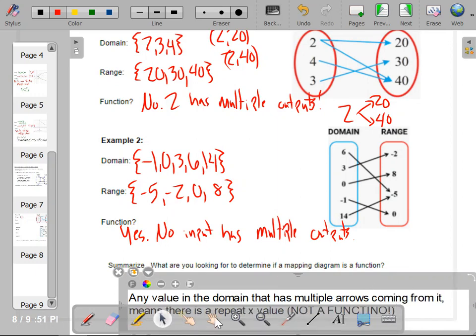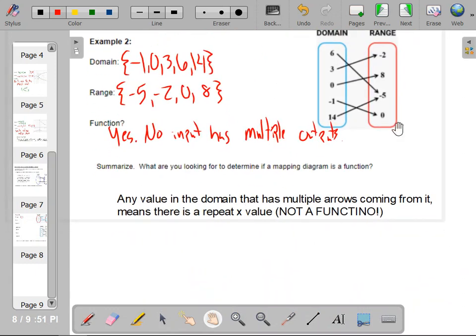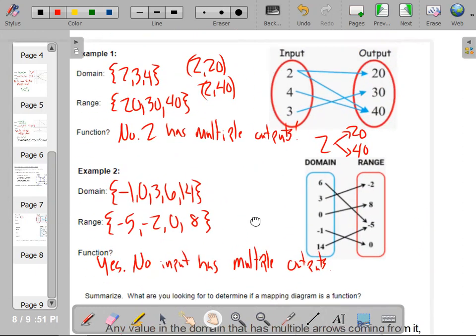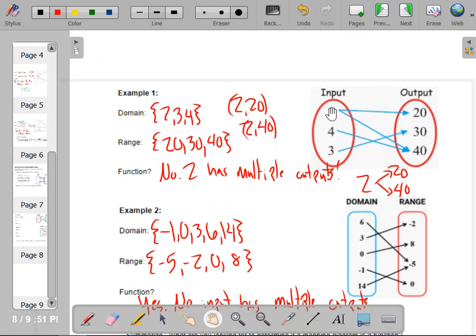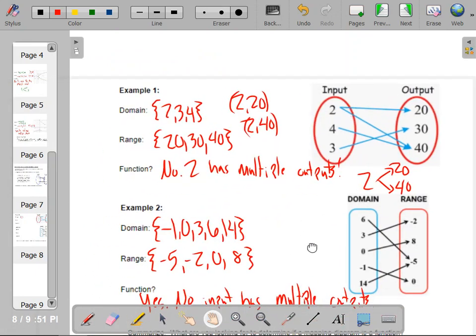I'll move that so you can see. Any value in the domain that has multiple arrows starting from it has a repeat x value. Like coming from 6, there's only one arrow. If I have more than one arrow, then I have a repeat x value. That's what we did up here. We had more than one arrow coming out of 2. That means it's not a function.